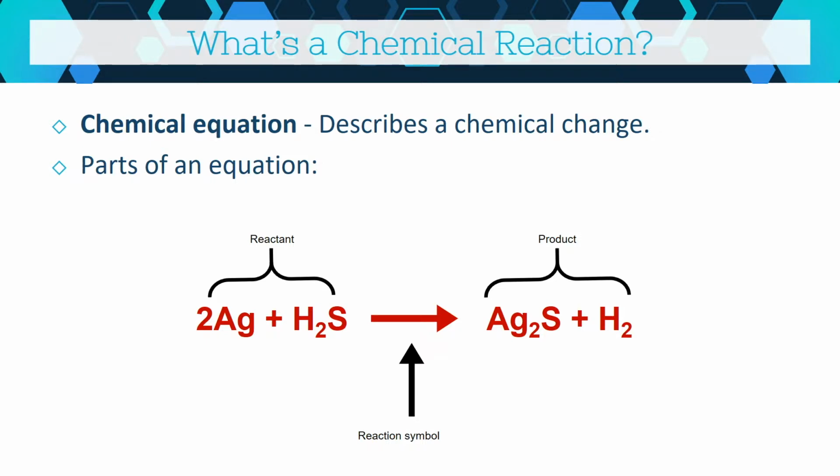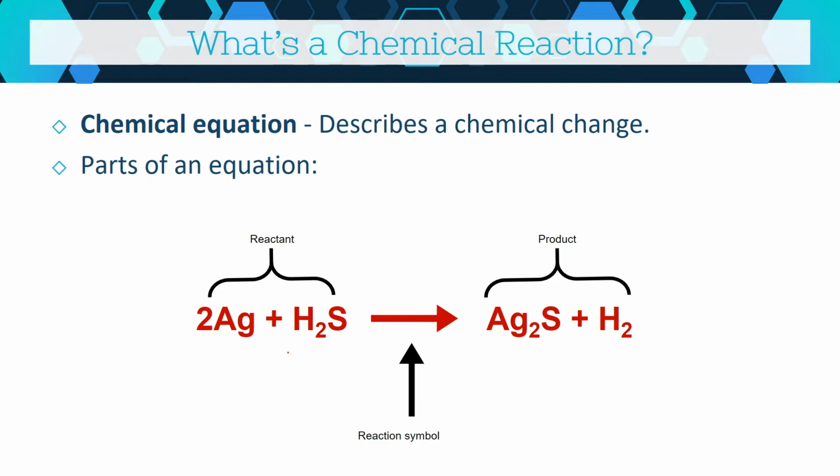So there are two parts to a chemical reaction. We've got our first part with our reactants. These are the things that are reacting. We use an arrow to represent the direction that things are going in, and we end up with our product, and these are the things that the reaction produces. So that's our general structure of a chemical equation.